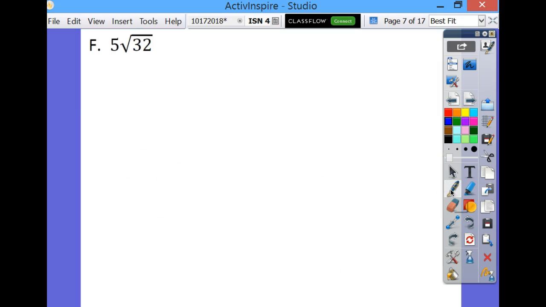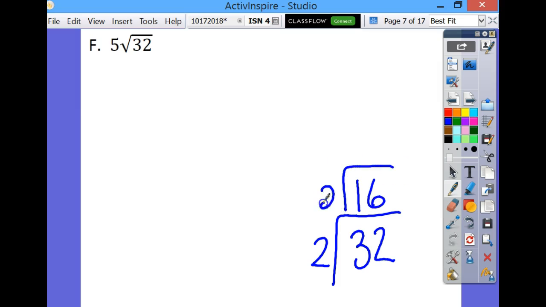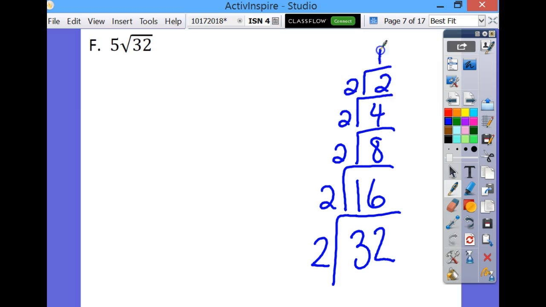What are we going to do? Going to write the 32 at the bottom. We always start in the same place. If you can divide by 2, you start by dividing by 2. And you keep dividing by 2 as long as you possibly can.